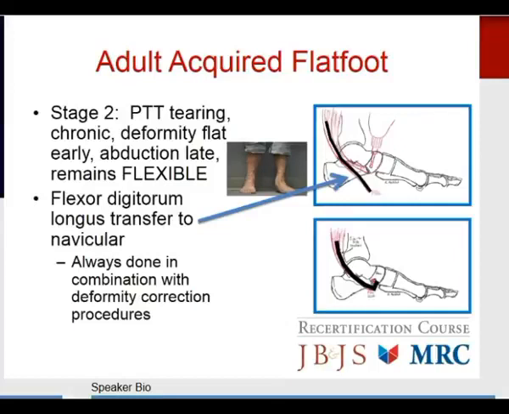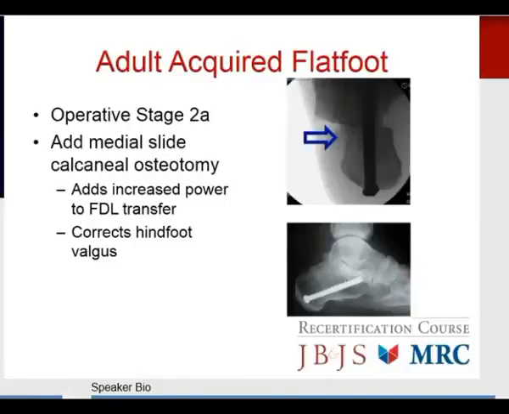In earlier stages, we do a medial slide calcaneal osteotomy, where we take the calcaneus and we shift it about 8 millimeters or 1 centimeter medial to take the structural alignment of that and realign it out of the valgus deformity, while simultaneously taking the Achilles tendon and translating it medially to support the tendon transfer that I just talked about. So it has 2 separate functions because of it.